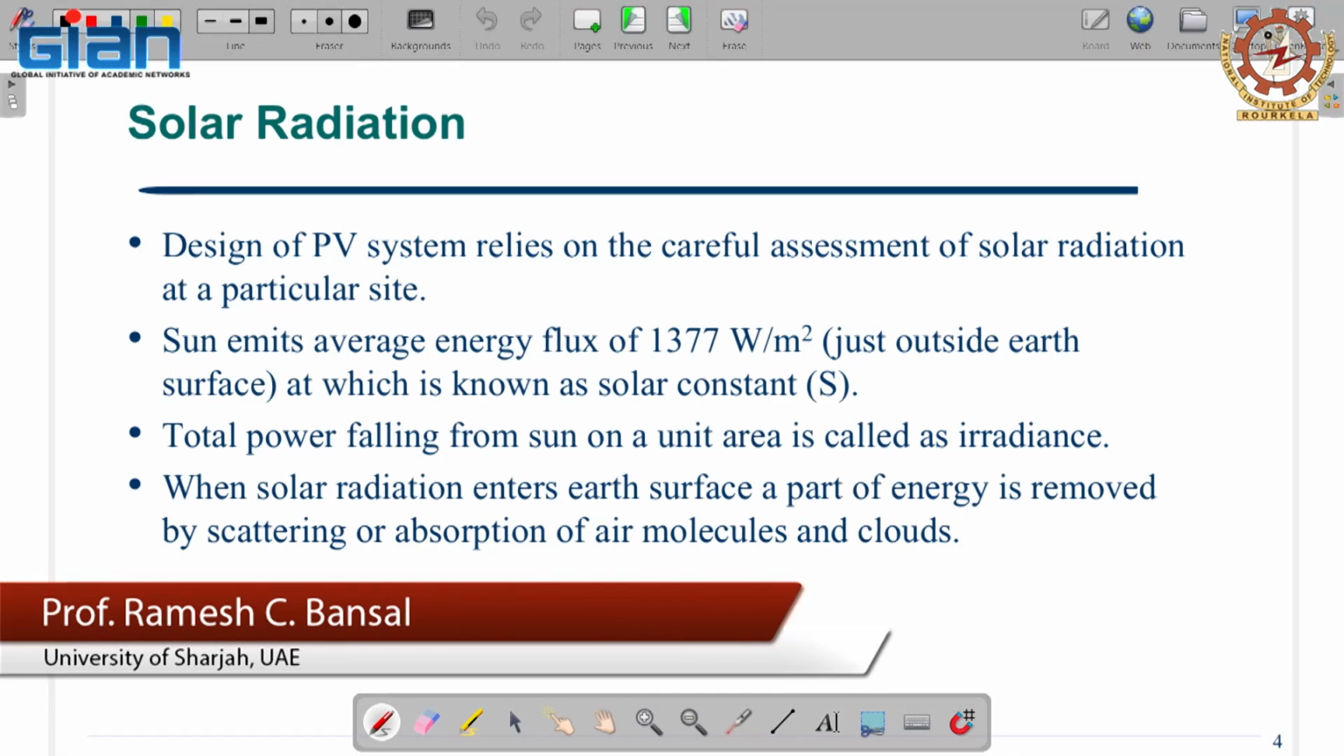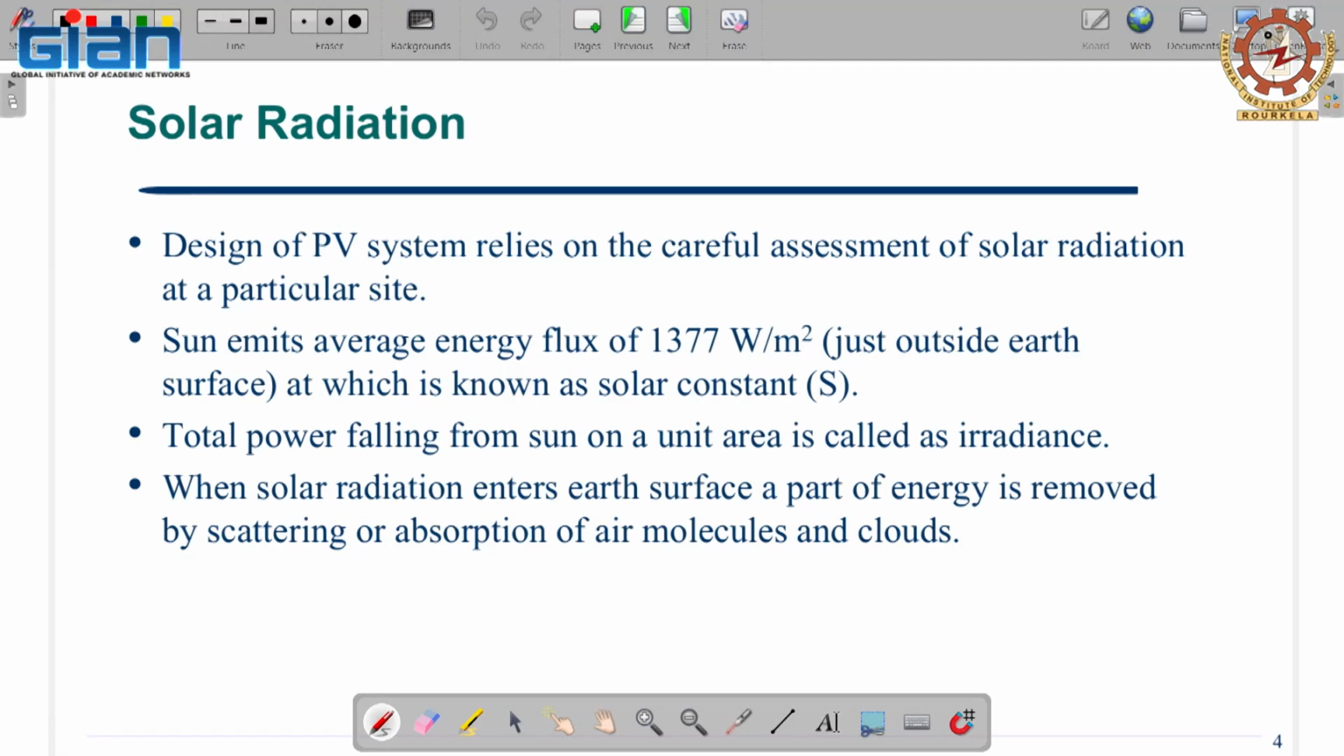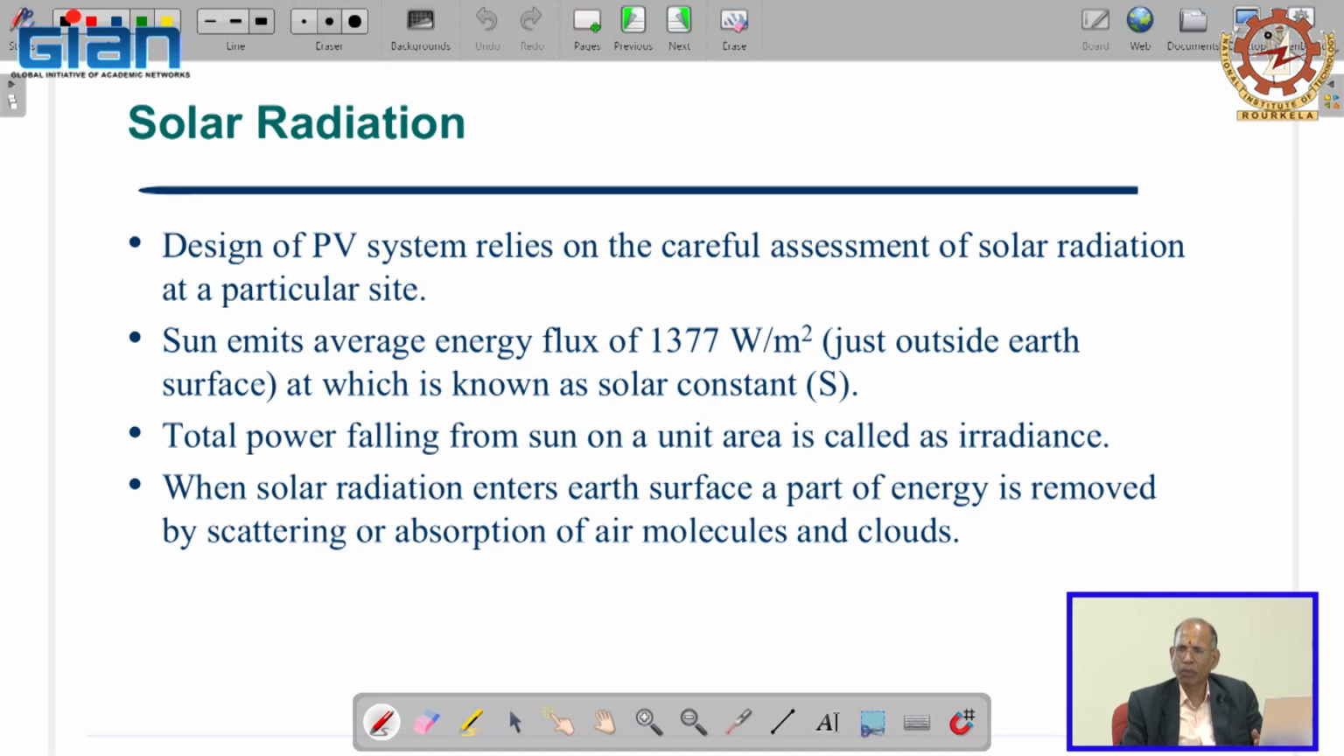Now, when we are designing a photovoltaic system, the design of a PV system depends on where you are going to install it, a particular place, a particular location. How is the weather? Different places will have different weather. The weather here, the weather in Srinagar, and the weather in Tamil Nadu will be different. So the design of a PV system relies on careful assessment of solar radiation at a particular site.